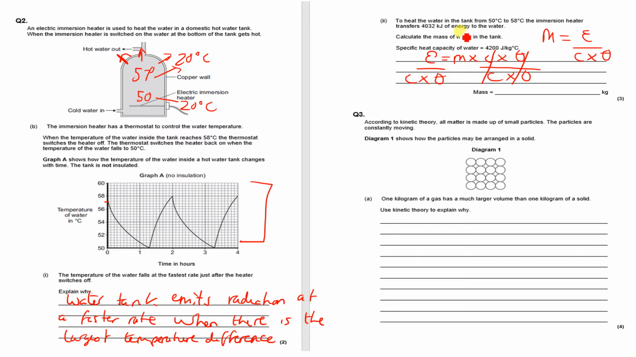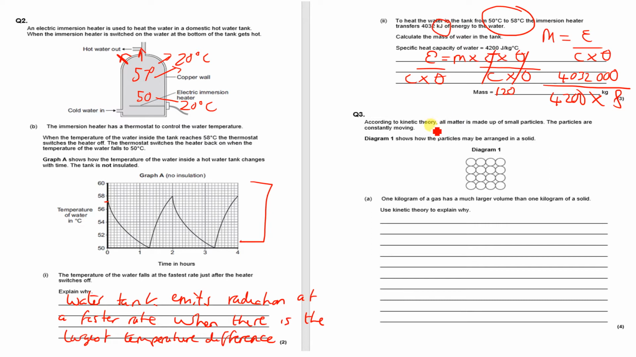So what's our energy? Well, that's 4,032 kilojoules, so we need to get this into joules. So that must be 1,000 times larger, so we know that's 4,032,000. I'm going to divide that by the specific heat capacity, which is 4,200, which it says here, and we're going to multiply that by the temperature change, and that clearly is gone from 50 to 58, so it must be an 8-degree change. So if we do that sum, we get a mass of 120, and the unit is in kilograms.